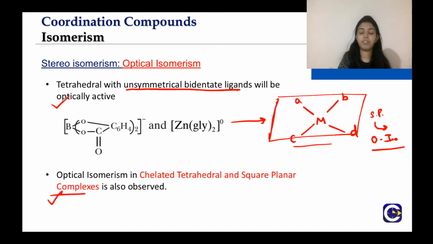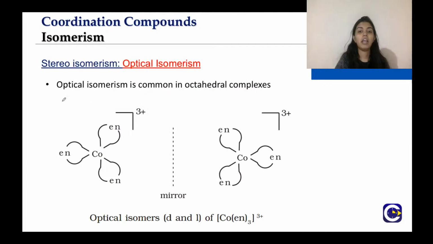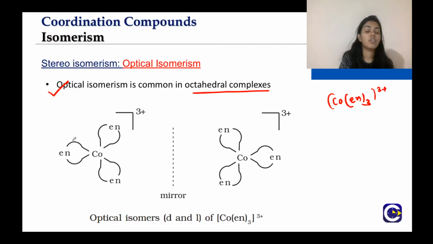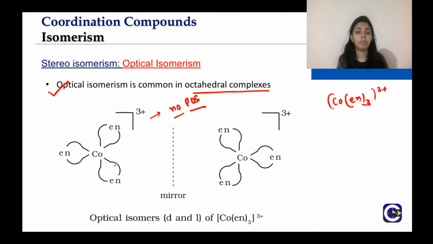Okay. Now, in octahedral complexes, optical isomerism is more common and more important. For example, we are having cobalt tris(ethylenediamine), right? This complex we are having. So here if you draw the structure like this, you will find that no plane of symmetry is passing through this, right? Don't imagine like this that it is not present in the plane of the paper, right?